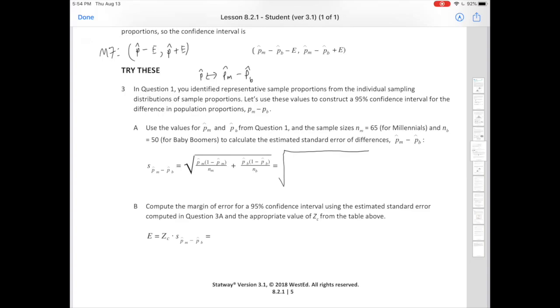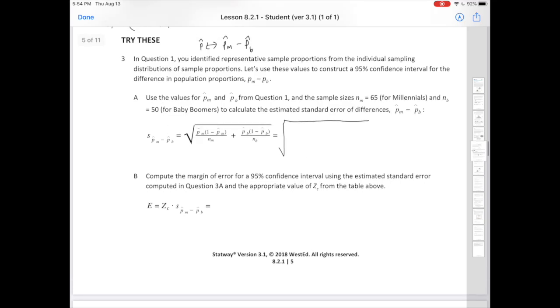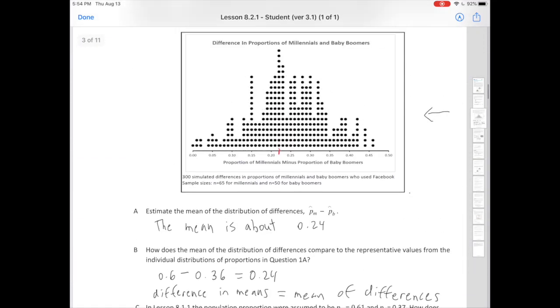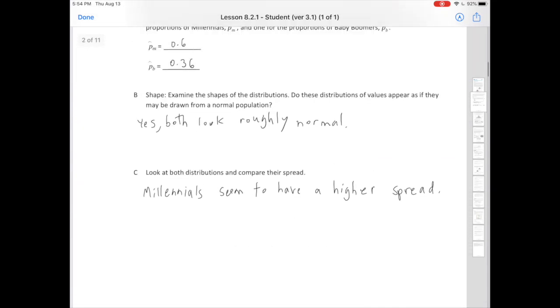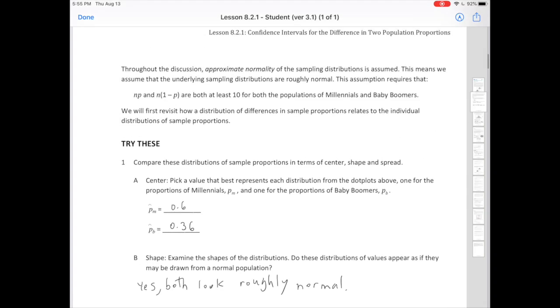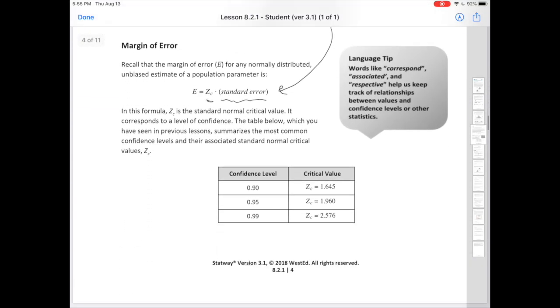First, we need to look at what PM hat is. So let's go back. Oh, it says in question 1. So let's go over to question 1. So we're using the 0.6 and the 0.36, right? We're not assuming that we actually drew samples here. Remember, we picked these values ourselves, so these are ideal, right? So 0.6 and 0.36.